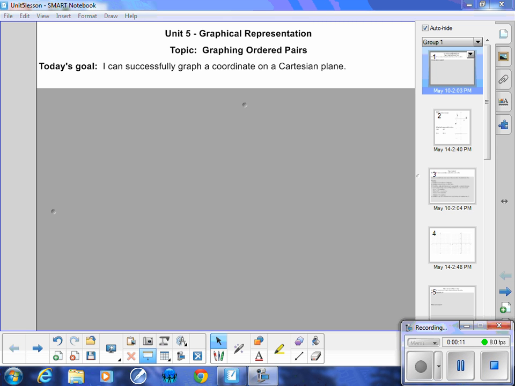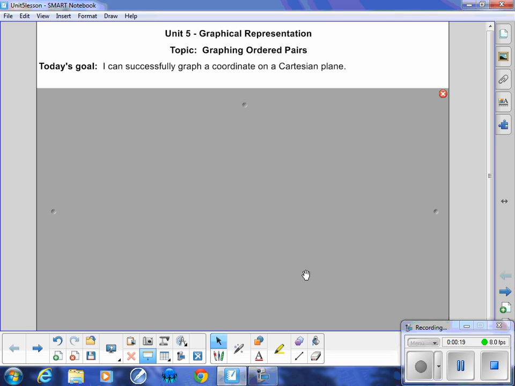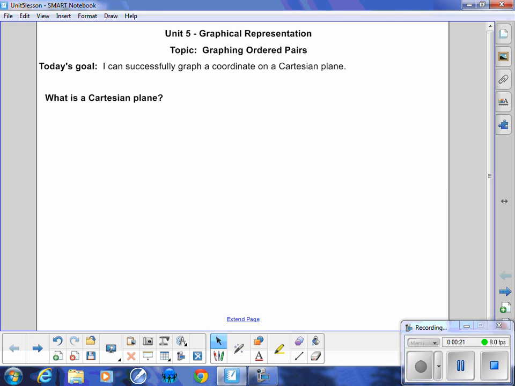What I want you to be able to do by the end of today, or the end of when you complete the assigned work, is that you can successfully graph a coordinate on a Cartesian plane. So then the question is, what the heck is a Cartesian plane? Well, some of you already know what this is, but for the rest of us that don't memorize these fancy math terms, a Cartesian plane is just an x, y axis. All right, it's just the x, y axis.